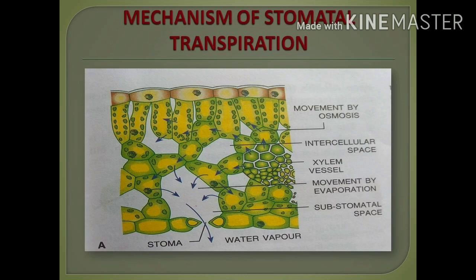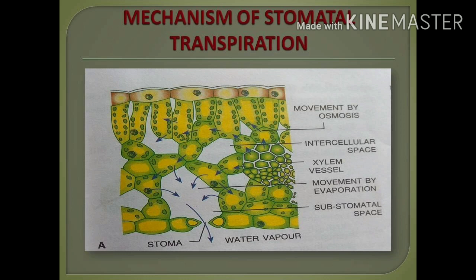Next, mechanism of stomatal transpiration. In stomatal transpiration, the water vapor escapes through the stomata of the leaf. Water, after absorption by the roots from the soil, rises up through the stem and reaches the tissues of the leaves through veins. A large number of spongy mesophyll cells in the leaves have their surface exposed to the intercellular spaces. These surfaces of the cells give out some of the water as a thin film.